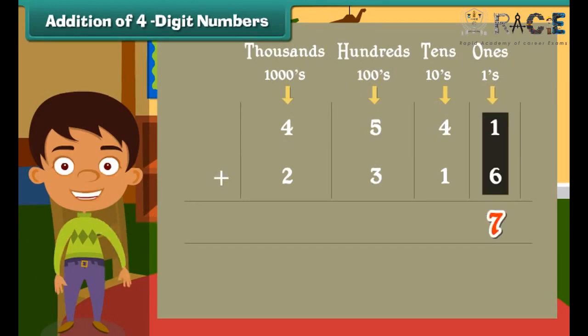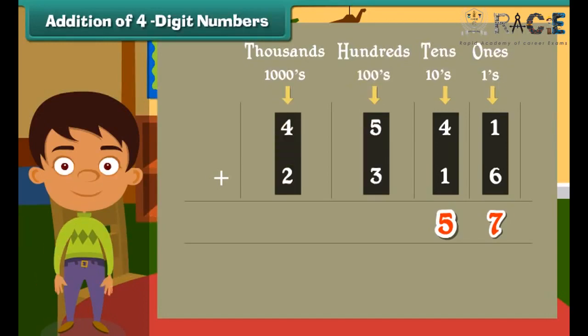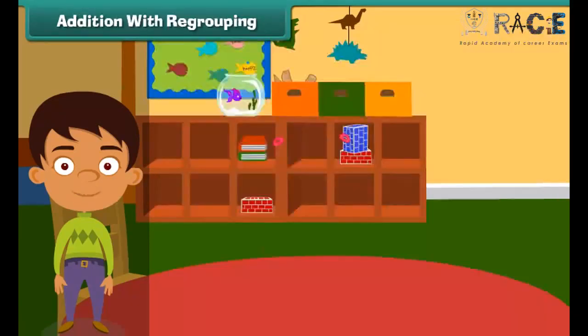Now we move to add the tens. 4 plus 1 is equal to 5. Similarly, we add the numbers under place hundreds and thousands. The numbers we get are 8 and 6 respectively. So, the given numbers 4541 and 2316 when added is equal to 6857.